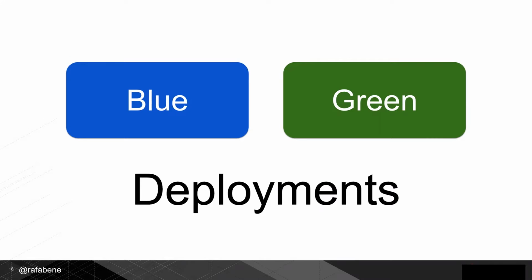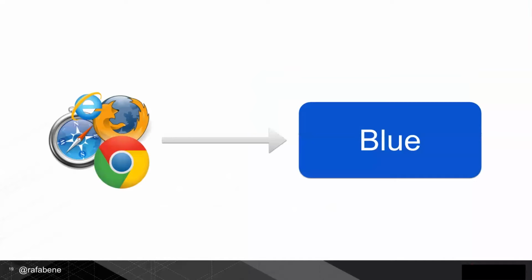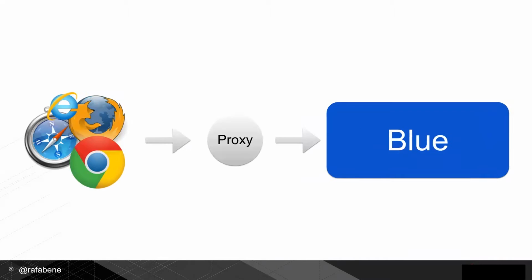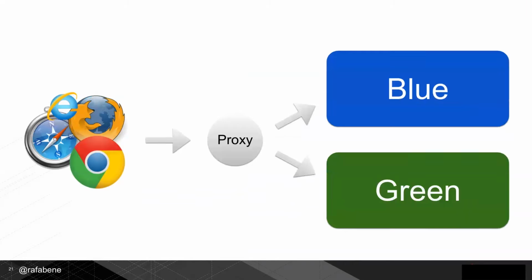Okay, and the first pattern for zero downtime deployment is a technique called blue-green deployment. So what is a blue-green deployment? In the past, we had all the clients, all the browsers accessing my application directly, which was called a blue environment. To have a blue-green deployment working, we need to introduce a proxy in the middle. And what this proxy will do is balance between two environments.